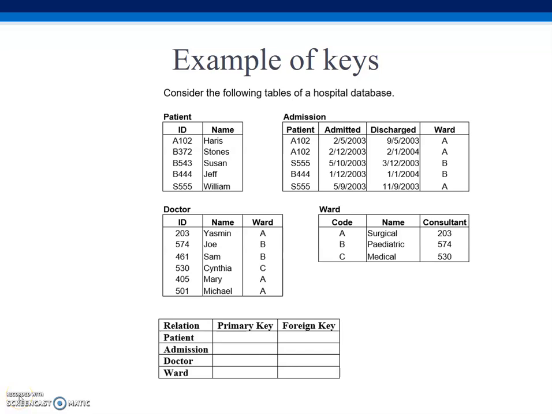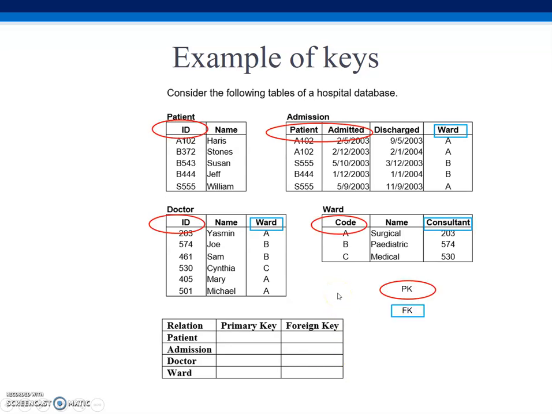Welcome back. I hope you have completed this example of keys, whether it's foreign key or primary key. So let's look at the answer. The red circles indicate primary key and the blue rectangles indicate foreign key. So let's take a look.